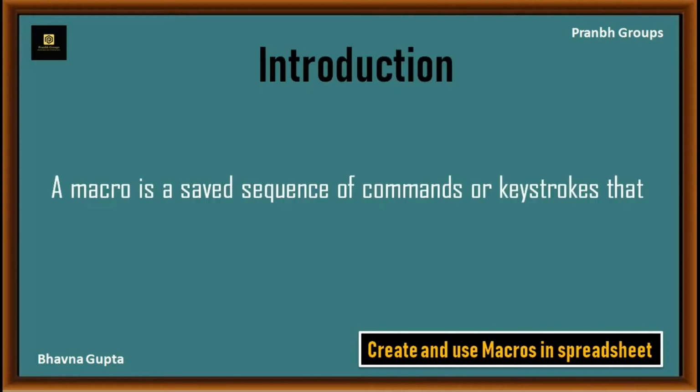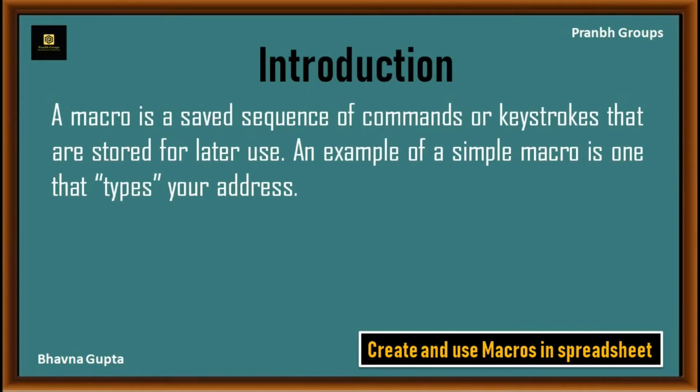First topic, introduction. A macro is a saved sequence of commands or keystrokes that are stored for later use. An example of a simple macro is one that types an address. They are useful for situations where similar actions are to be performed repeatedly for a new set of data every time. It is a group of instructions that a program performs by using a single command.